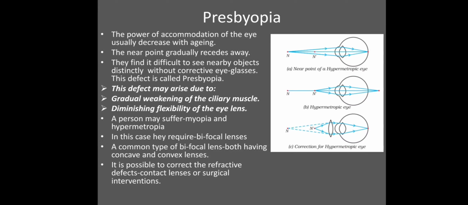Such people often require bifocal lenses. A common type of bifocal lens consists of both concave and convex lenses, as the name suggests. The upper portion consists of a concave lens, which facilitates distant vision, whereas the lower part is a convex lens, which helps the person to see nearby objects clearly.